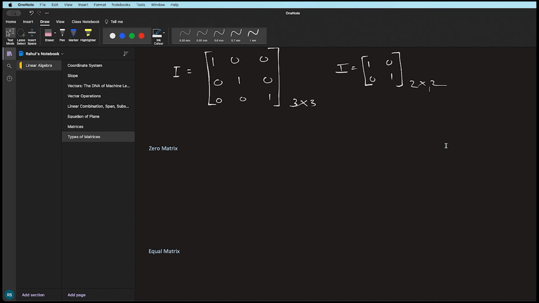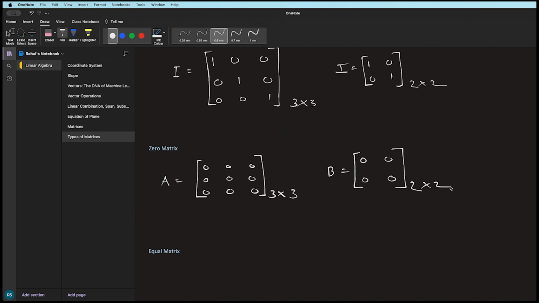Now coming to the zero matrix. As per the name, you can understand that the zero matrix always contains zero elements. The elements in the matrix will have the value zero. A equal to this is a 3 cross 3 zero matrix, and B equal to 0 0, this is a 2 cross 2 zero matrix.